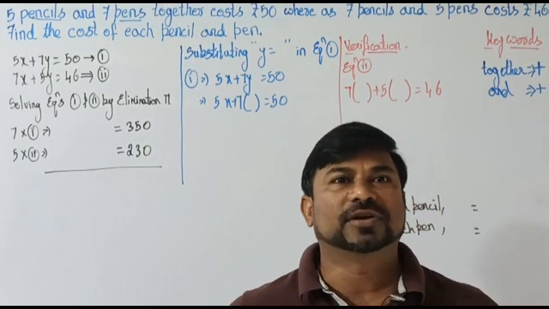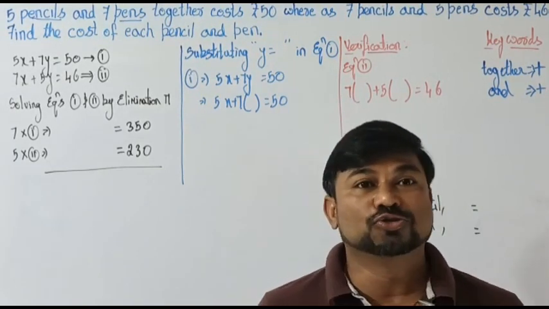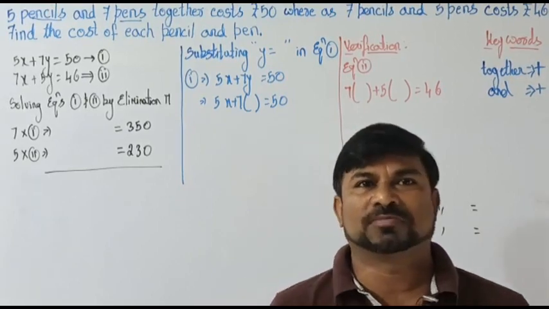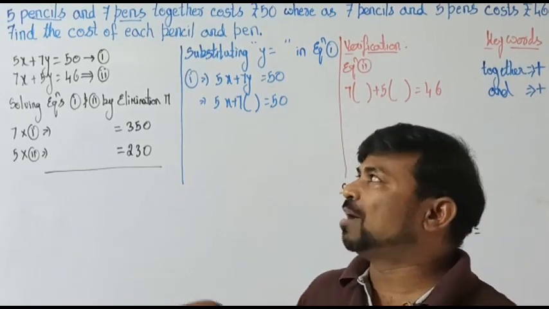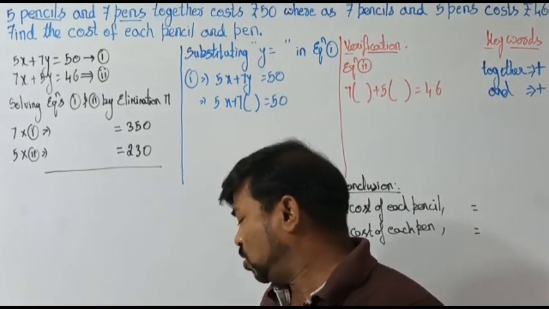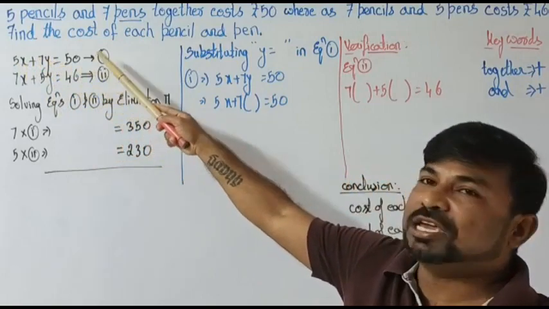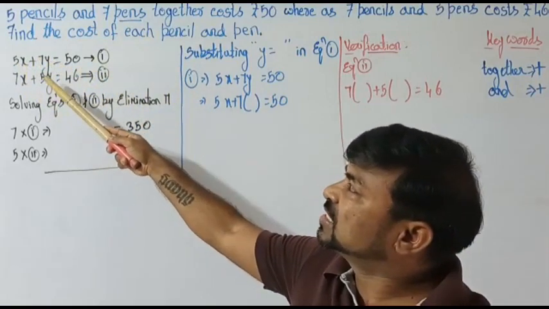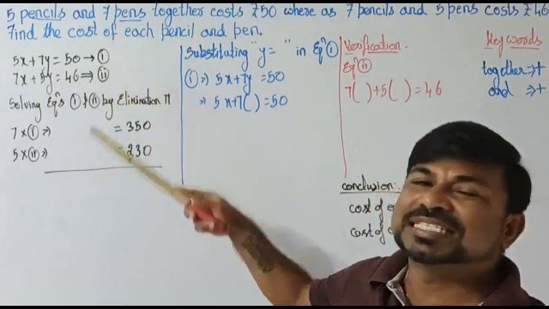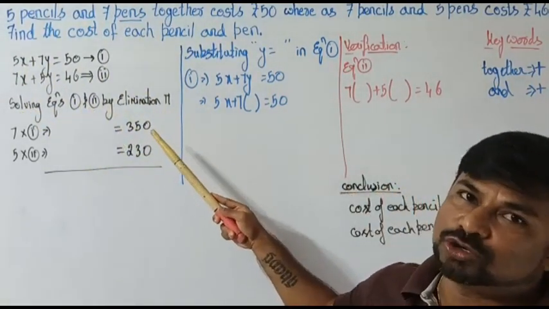It might be done in different ways: the elimination method, graphical method, substitution method, or cross-multiplication method. In this one I'm going to solve with the help of the elimination method. So what are the two equations we have? The first equation is 5x plus 7y equals 50. The second one is 7x plus 5y equals 46. So I like to solve equations 1 and 2 by the elimination method.